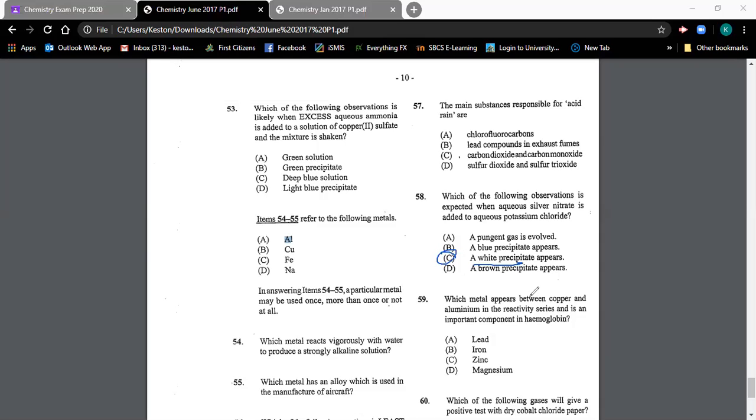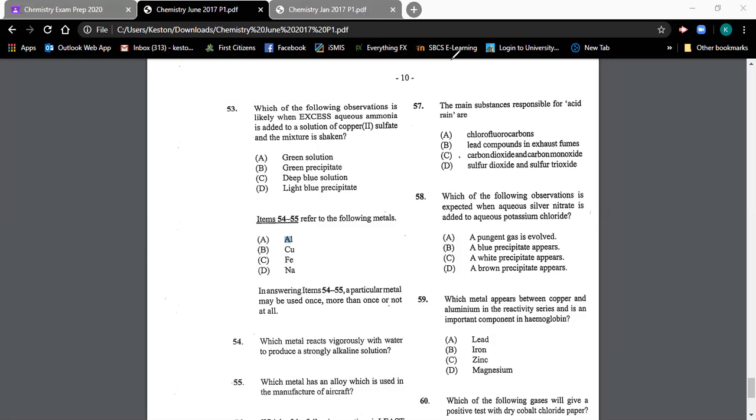Right, 59. Which metal appears between copper and aluminum in the reactivity series? Yeah, B. Hemoglobin part there, gave it away. Iron, that's true. Right.